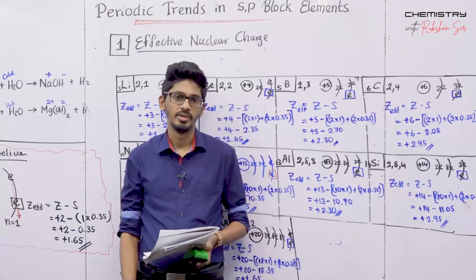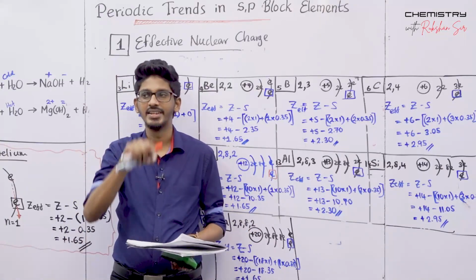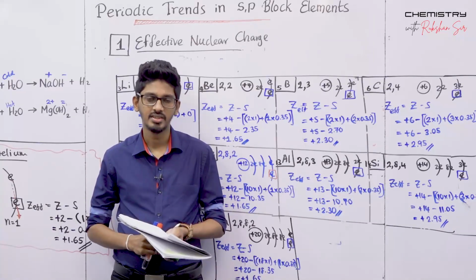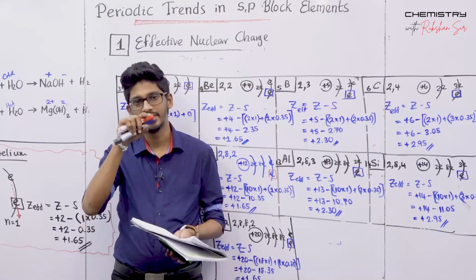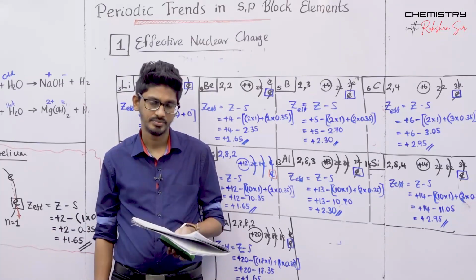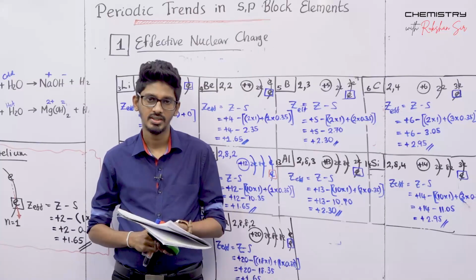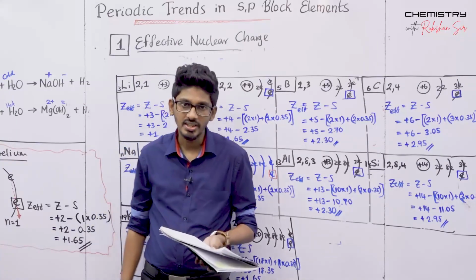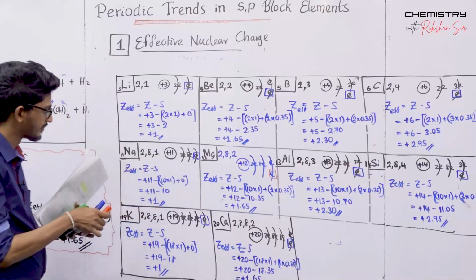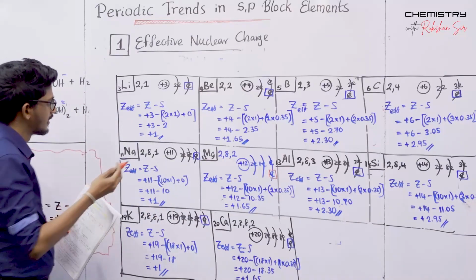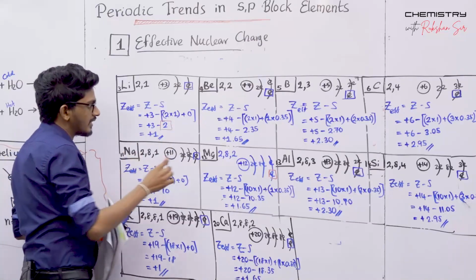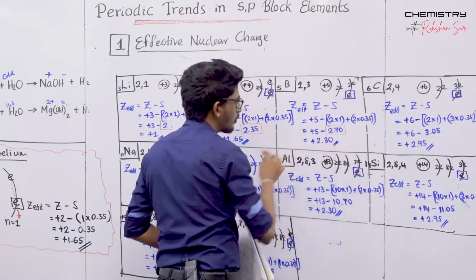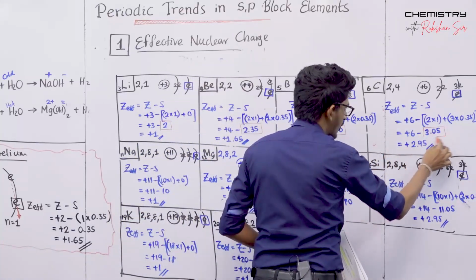Second point, just write S, comma, shielding effect. Again come to the red color and write slightly increases. You see the shielding effect here. Here the shielding effect is 2, here it is 2.35, here it is 2.70, 3.05.